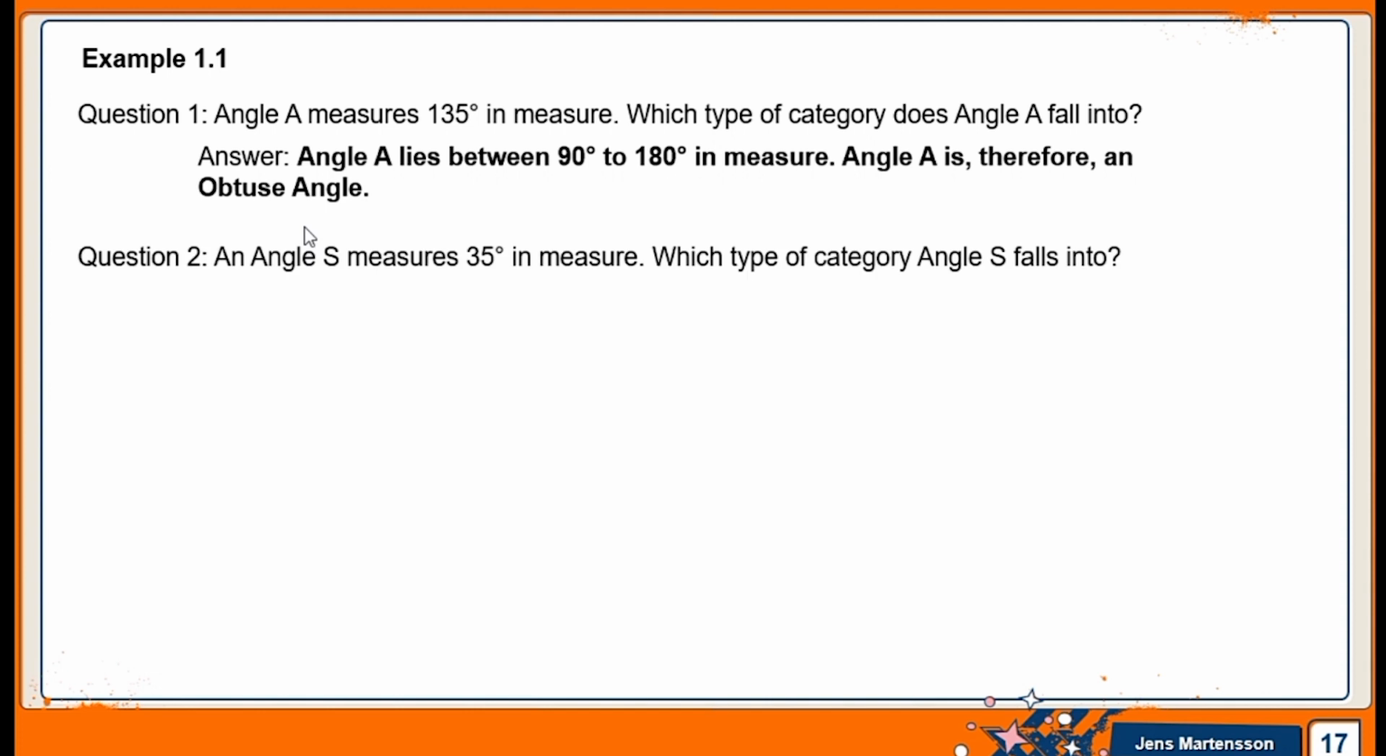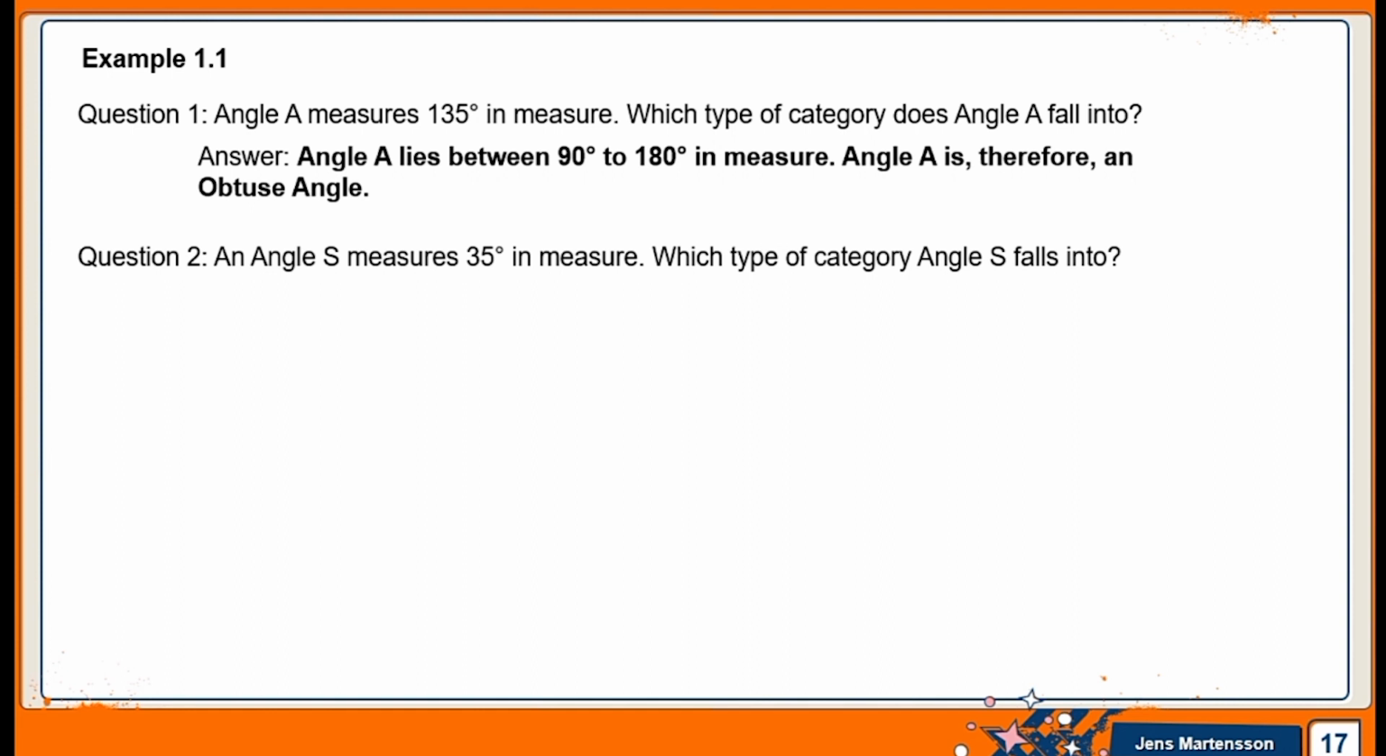So, number 2, an angle S measures 35 degrees in measure. So, angle S is 35 degrees. Which type of category does angle S fall into? So, what is your answer? Guess the answer, or maybe try to recall from earlier. Earlier in the discussion, if the angle is 35 degrees, what is that?